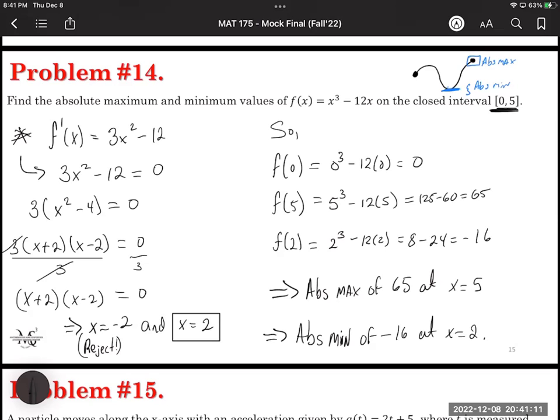I'm still a little confused. Why? What's confusing? What part makes it confusing? How we ignored 0 on the closed interval and we chose x equals 2. No, we didn't ignore 0. Think about it. Is 0 going to be a minimum value here? No.